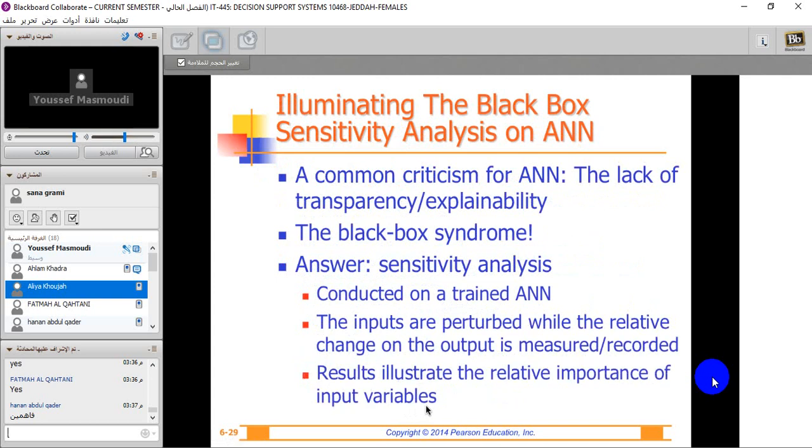Eliminating the black box: sensitivity analysis on ANN. A common criticism of the artificial neural network is the lack of transparency and explainability. This is what we call the black box syndrome. The answer to how to pass this problem is sensitivity analysis. It's conducted on the trained artificial neural network. The inputs are perturbed while the relative change on the output is measured or recorded. Results illustrate the relative importance of input variables.